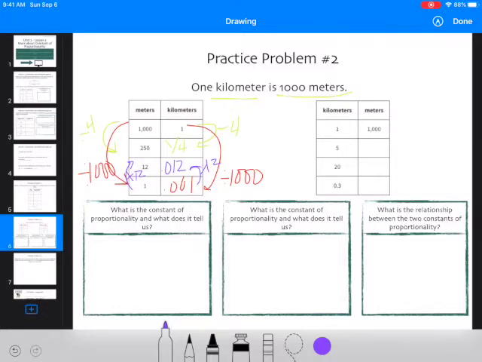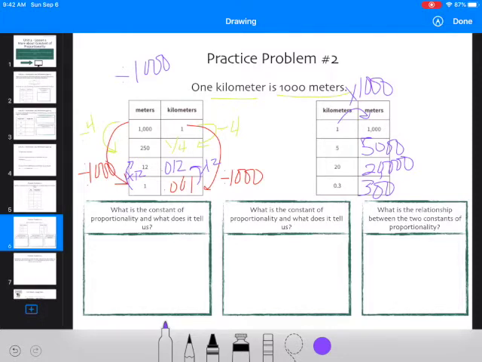So you have to think, what am I multiplying by? I'm multiplying by 1,000, right? So this side, I was really dividing by 1,000. This side, I'm going to multiply by 1,000. So that would be 5,000. This one would be 20,000. And this one would be 300.